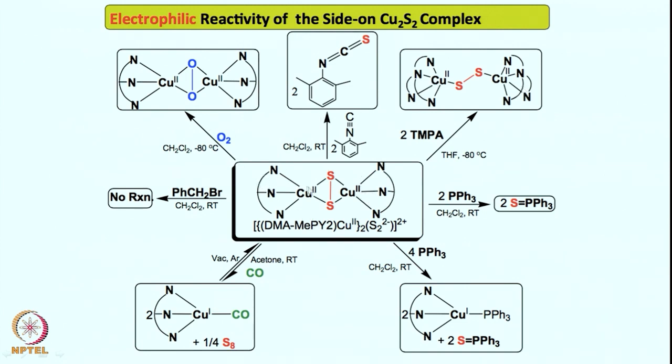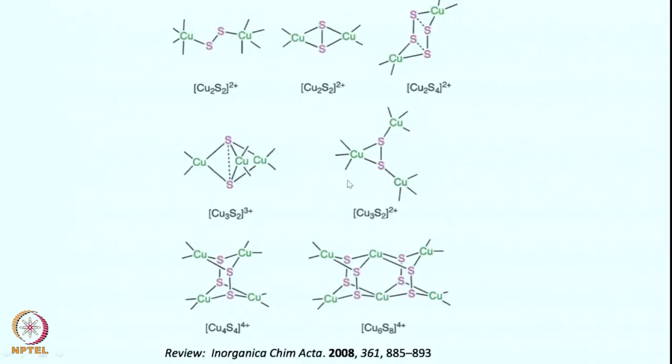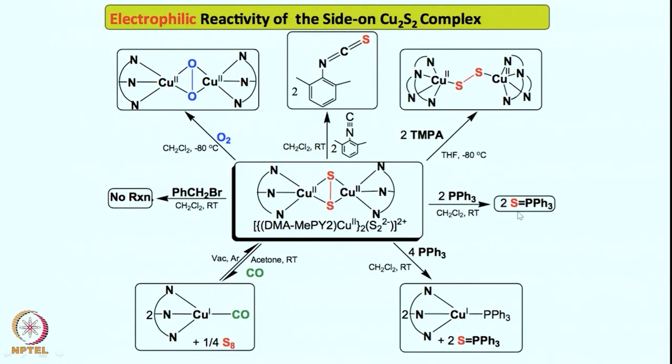Not only oxygen ligand exchange, the ligand for the copper can also be exchanged, and sulfur can be transferred to isocyanide to give isothiocyanide. Again, carbon monoxide can be displacing this sulfur unit, just like what we have seen in case of the end on disulfide. Phosphine reactions are interesting. If you see only two equivalent of phosphine is added, then we will be able to see that two equivalent of phosphine sulfide is getting generated. If four equivalent is reacted, the reaction is similar to what we have seen in case of the end on disulfide.